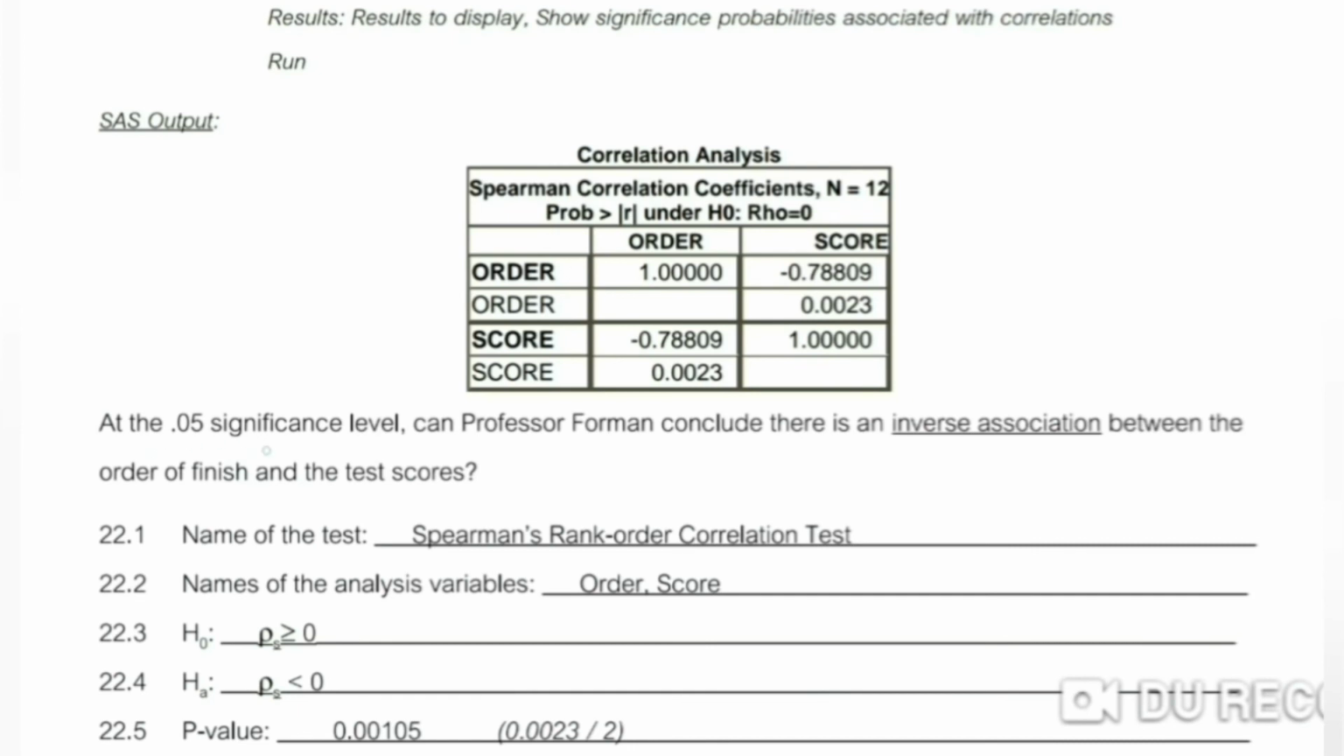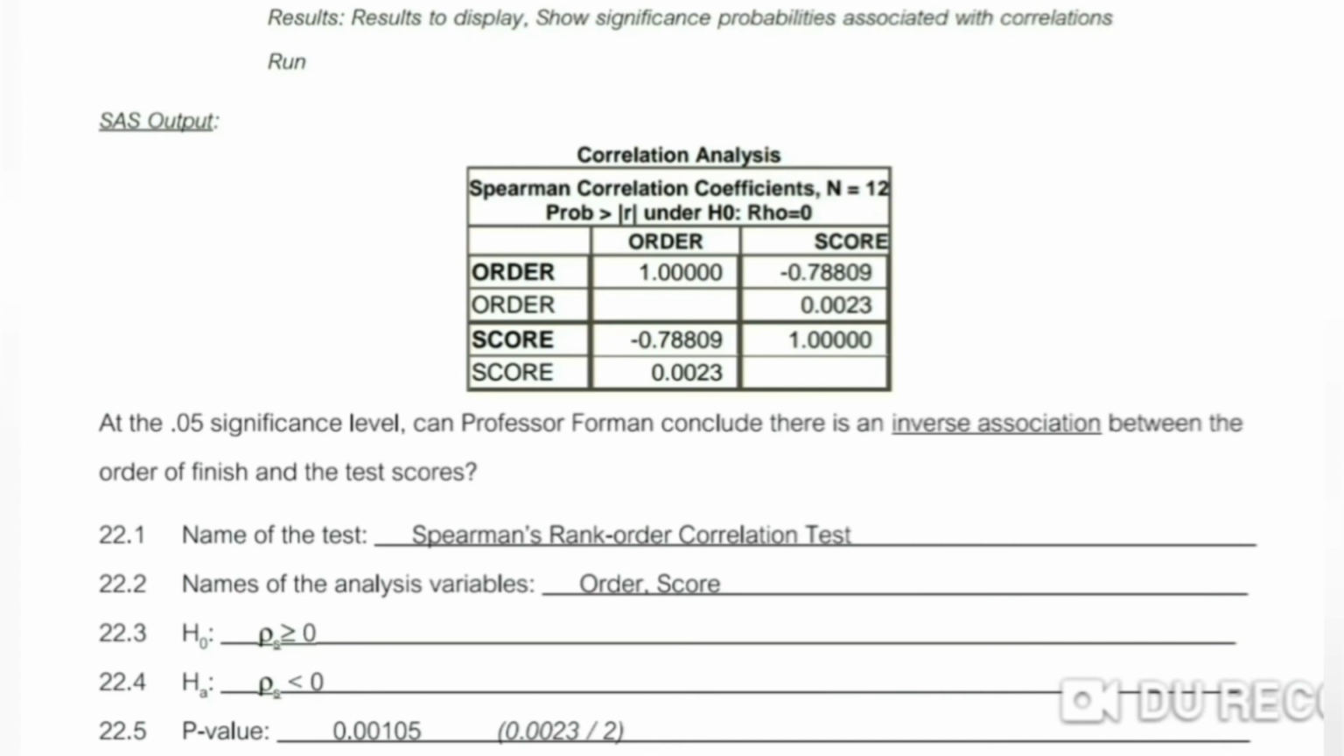At the 0.05 significance level, can Professor Foreman conclude that there is an inverse association? Inverse association means if a student finishes early, then he gets a high score. The order of finish number is small, the grade he received is large. That means smart students finish the exam early. Okay, his assumption is like that. Inverse association.